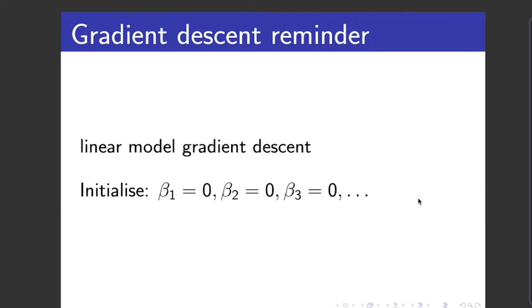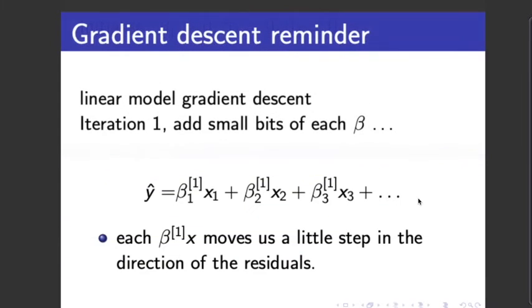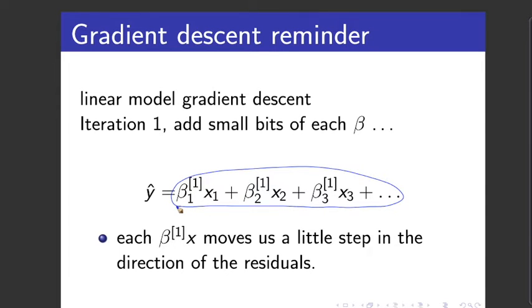So what do we do? We start with all of our coefficients equal to 0, and then let's see what happens in iteration 1. We move beta 1 by a small bit, beta 2 by a small bit, so that in total, across the whole of the first iteration, we move our estimate for y by the sum of all these small bits of betas times the individual features. So that's our little mini model for the first iteration. When we do the second iteration, we will create another mini model, y2, which will be made up of all the little movements of beta.